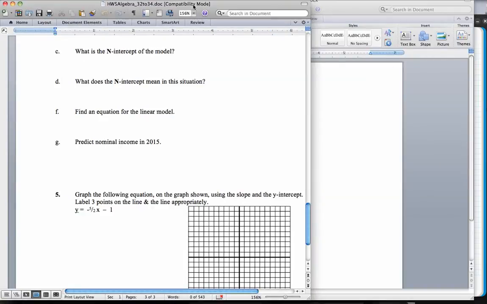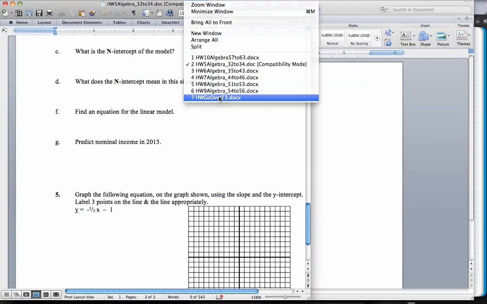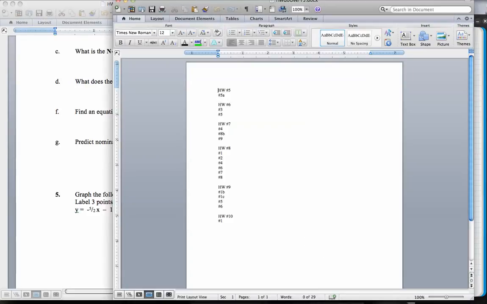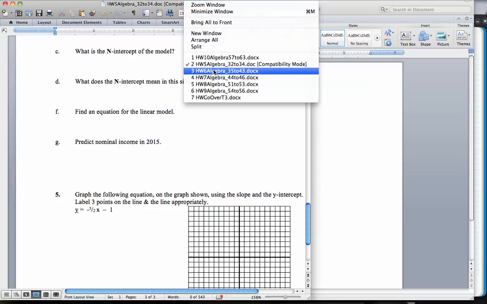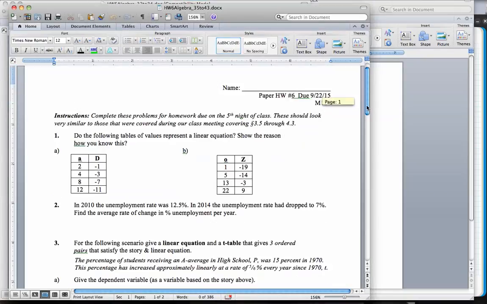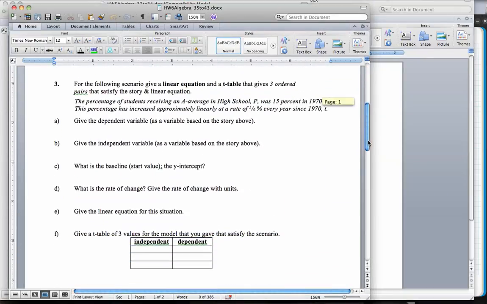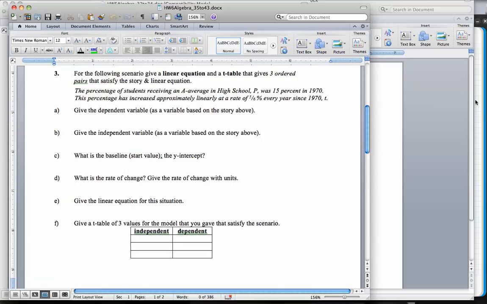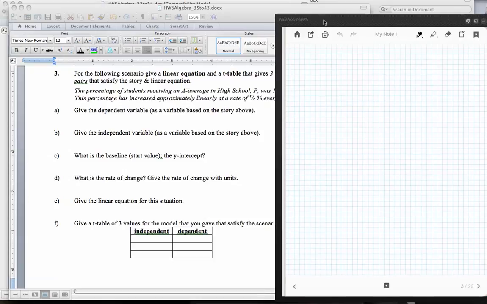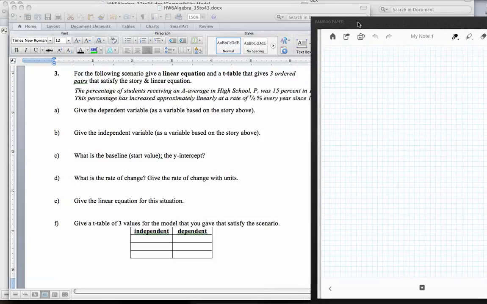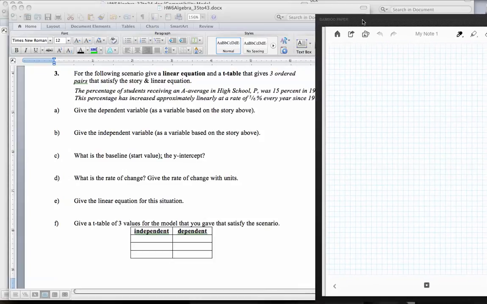So my next place to go over was from homework number 6, and I wanted to go over problem number 3. So homework number 6 and problem number 3. So problem number 3 is a linear equation problem. So it says for the following scenario, give a linear equation, and we are going to use a t-table that gives the ordered pairs. And give 3 ordered pairs that satisfy the story in the equation.